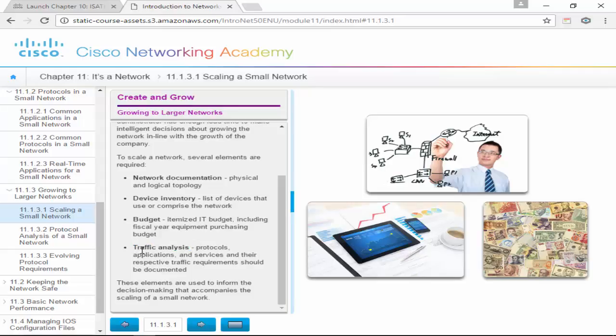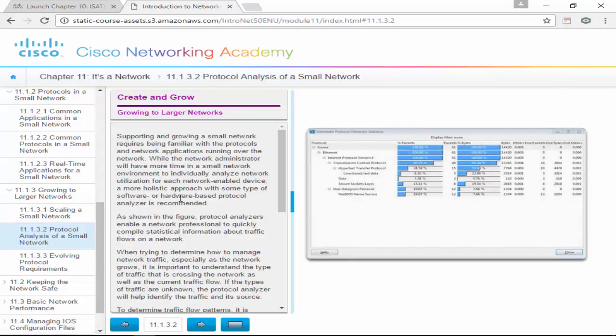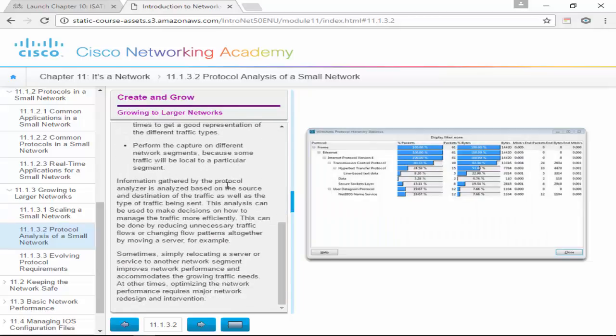Traffic analysis. Alright, this is another important thing. This is what's going to help us decide what devices we need for the future, for applications or whatnot. Traffic analysis: how much bandwidth are we using, do we need faster forwarding rates, and so on. Okay, we'll be talking about that in other CCNAs as well.